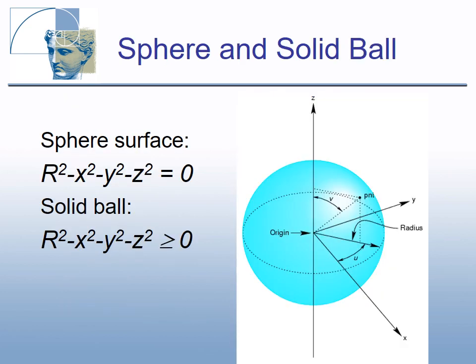Let's consider algebraic surfaces in more detail. Symmetrical to the two-dimensional case of a circle, the shown equation defines an implicit surface called a sphere, and the inequality defines the sphere and all the points inside, making an object called a solid ball, or simply a ball.